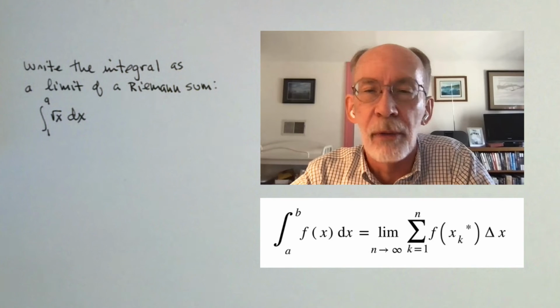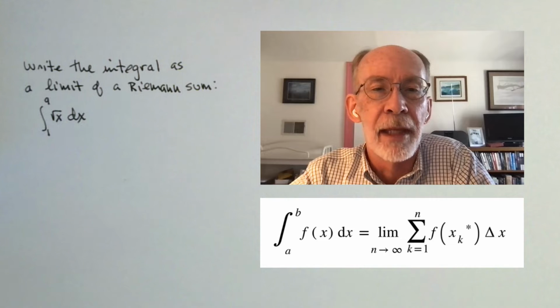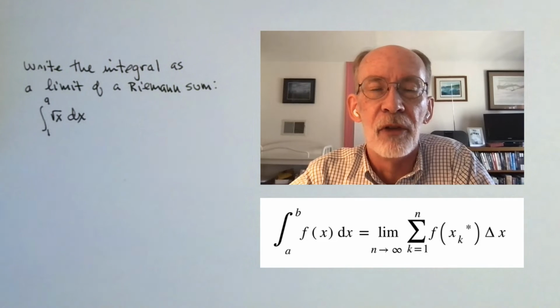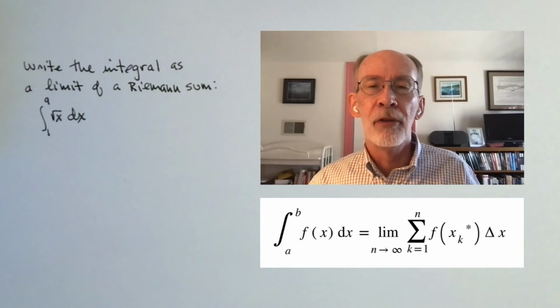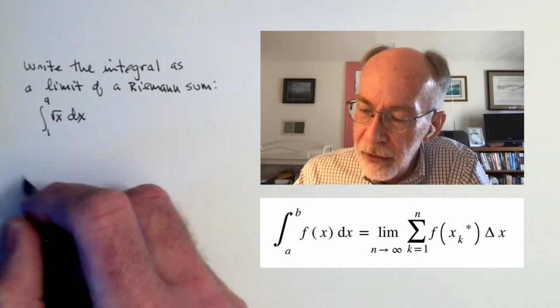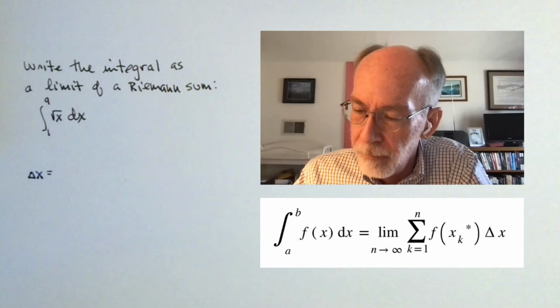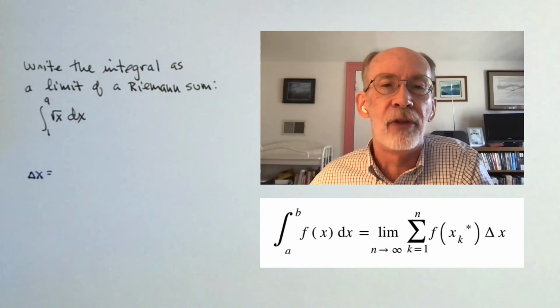So, first example, write the integral that you see here as a limit of a Riemann sum. In other words, re-express it using the correspondence that you see in the integral definition. And it's the integral from 1 to 9 of the square root of x dx. So if we're going to write it as a limit of a Riemann sum, we need to know what the delta x's are going to be. The widths of the subintervals.